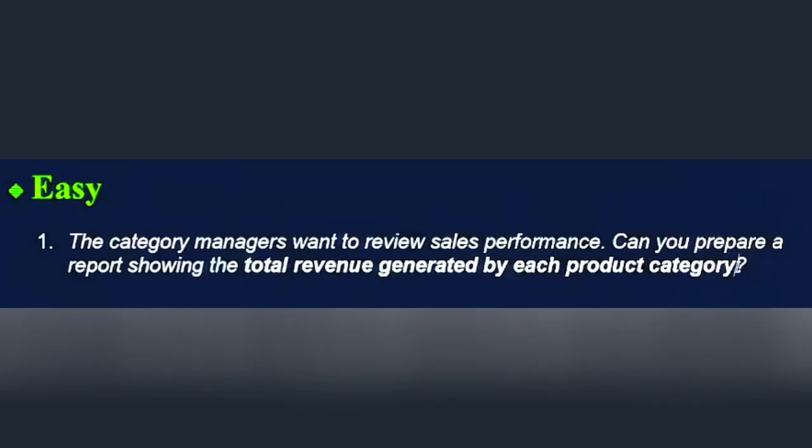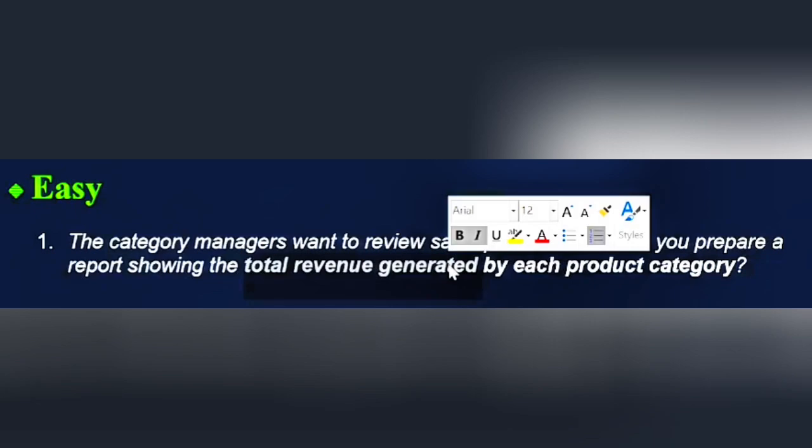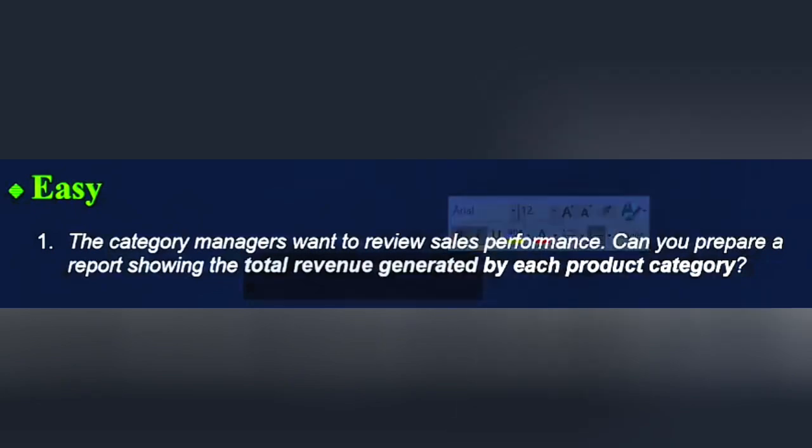So the category manager wants to see total revenue by product category. We are going to retrieve total revenue generated by each product category. This is the task, right? In order to solve this question, we need to look at the schema of the database to know exactly how to retrieve total revenue generated by each product category.